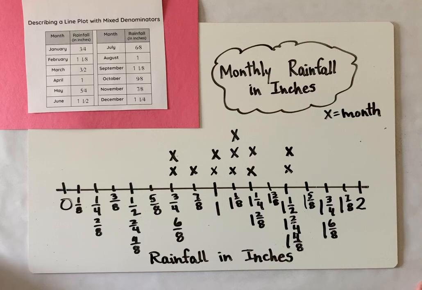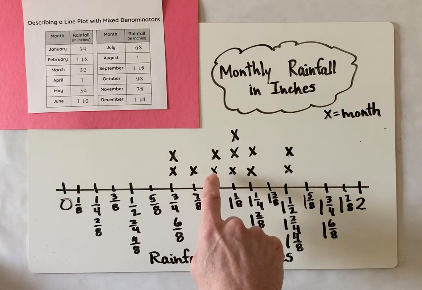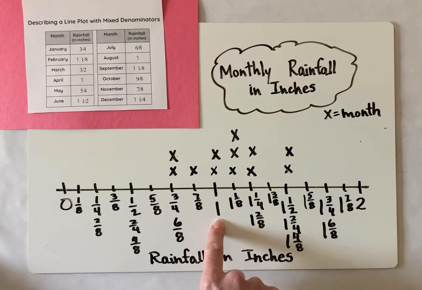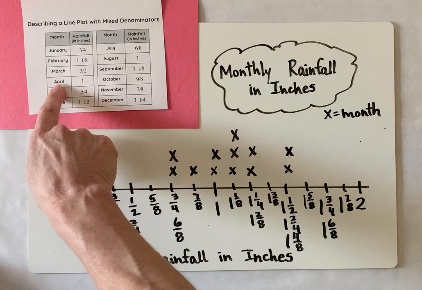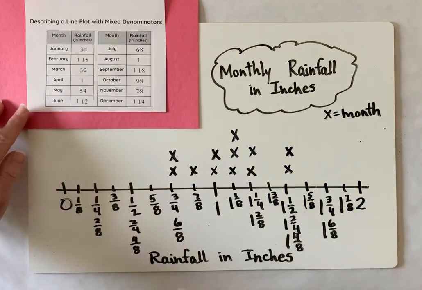All right, now let's look at our X's. Again, how many months had 1 inch of rainfall? So we're going to go to 1 inch, and we're going to see how many months or how many X's we have above that number. 1, 2. So 2 months had 1 inch of rainfall. And if we want to know what those are, we go back to our table and we can see that April and August both had 1 inch of rainfall.